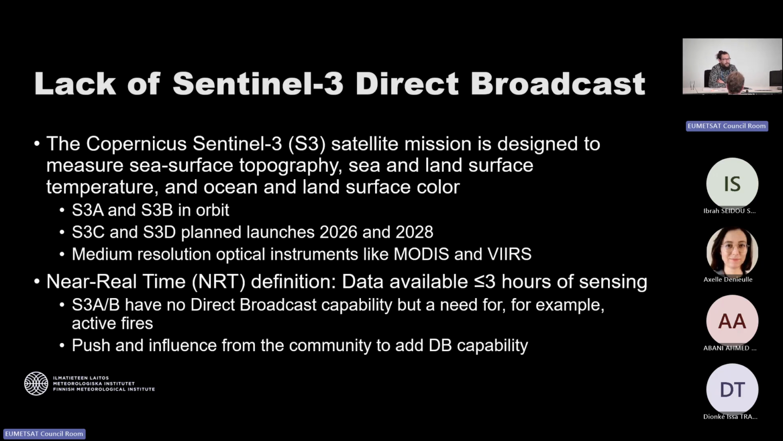So we have a very good satellite already flying, 3A and 3B in orbit, and 3C and 3D to be launched, and they have instruments that are MODIS-like and VIIRS-like, but their near real-time data is about 3 hours or less. That is not real-time data for me. So maybe if people are talking with the right persons in the right places, people could push. Maybe Isa, you might know. No, Nick.